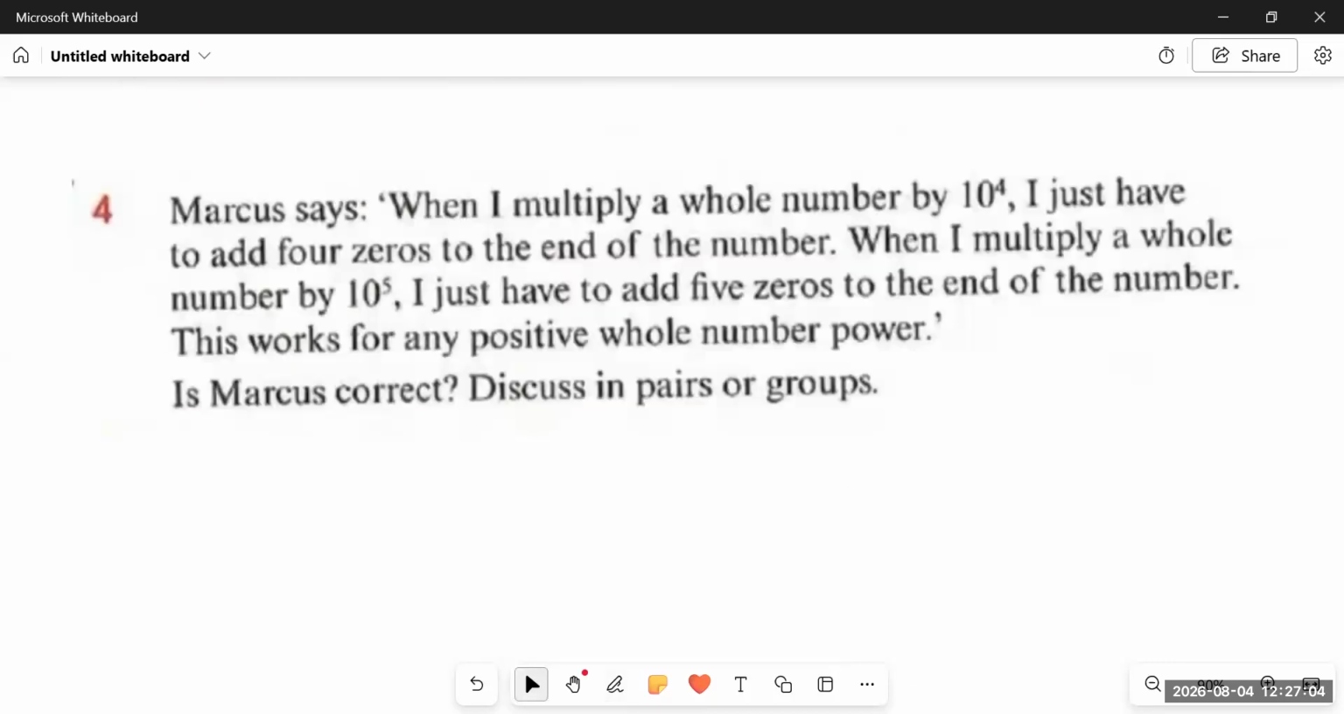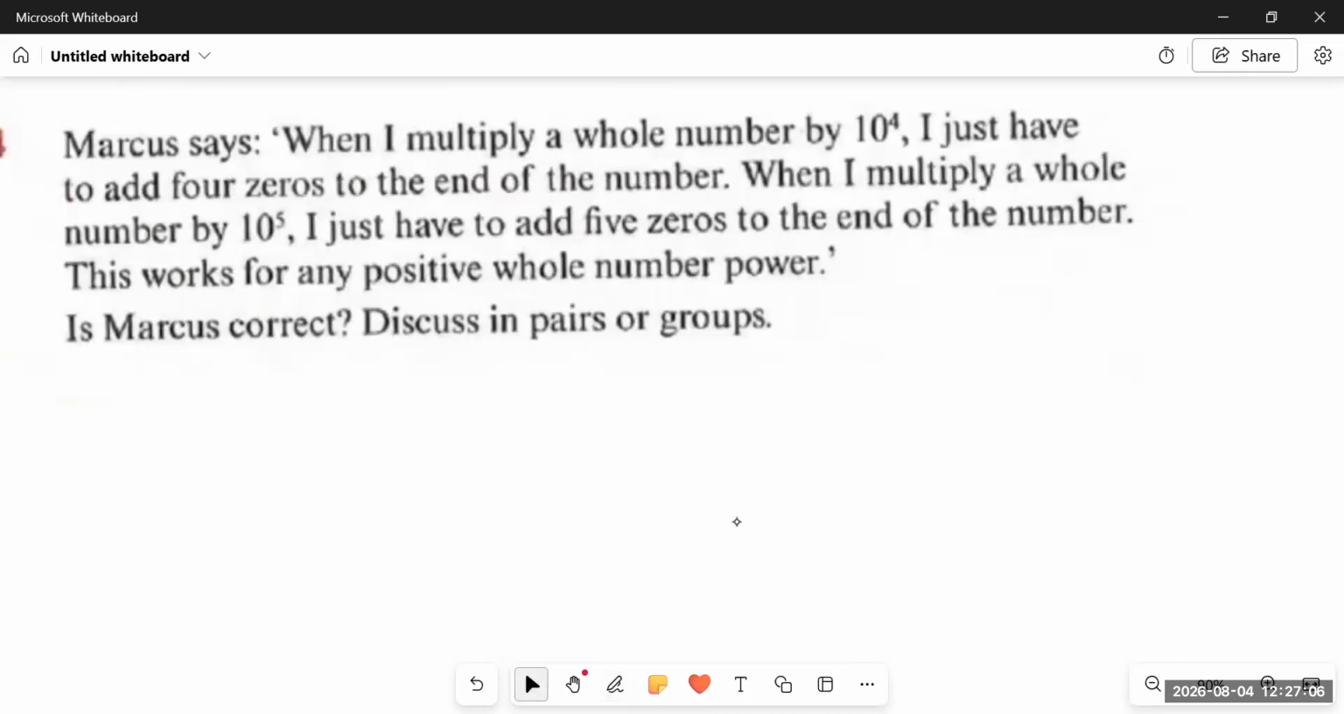Now the next question says, Marcus says, when I multiply a whole number by 10 power 4, I just have to add 4 zeros to the end of the number. When I multiply a whole number by 10 power 5, I just have to add 5 zeros to the end of the number. This works for any positive whole number power.